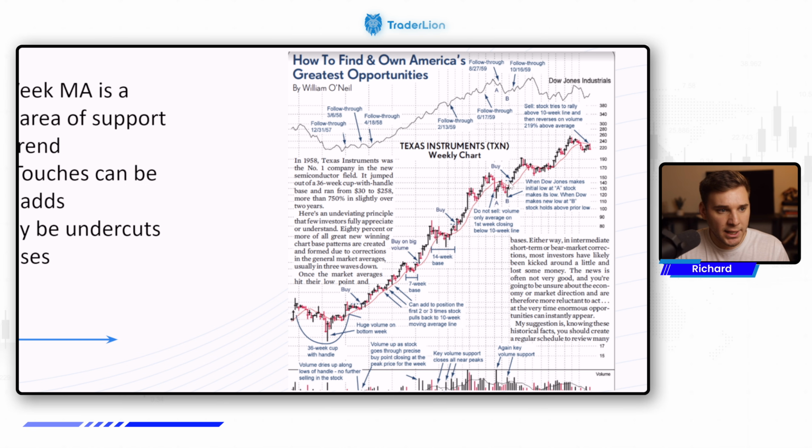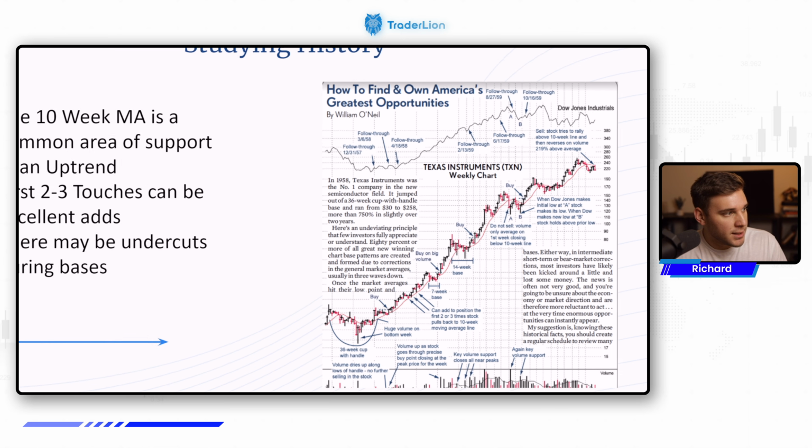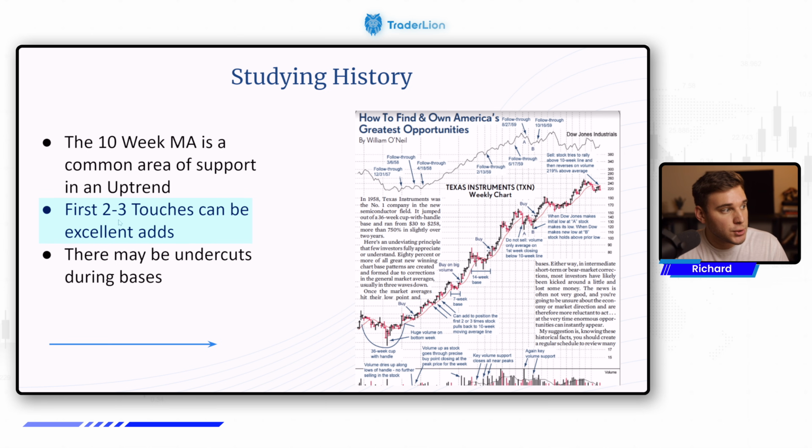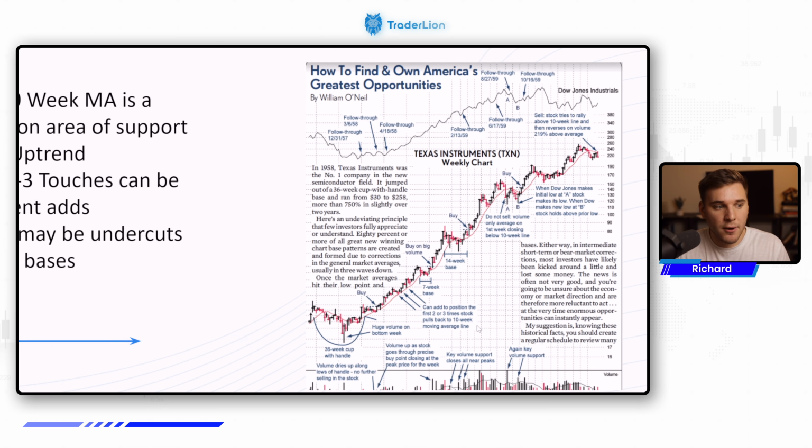And as it gets later on in its move, you can see it undercuts a little bit more. And that's something to look out for. That's a sign potentially that the trend is nearing its conclusion. Then another key point is that you want to focus on the first 2 to 3 touches of this moving average. You can see it's labeled here from O'Neill himself.